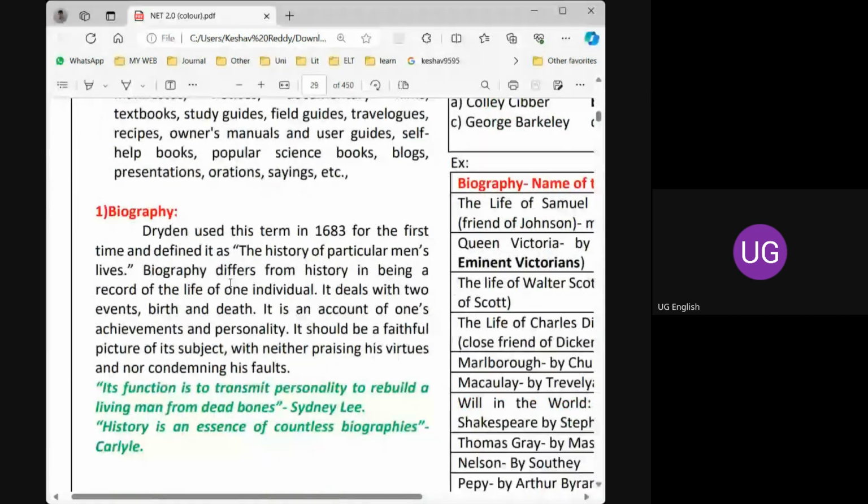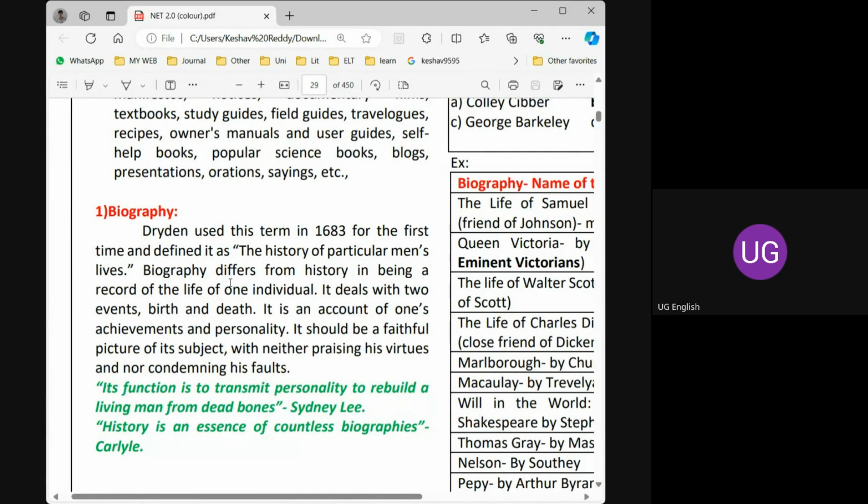The first one, I mentioned here, is the biography. The term was first used by Dryden. Dryden is also known as the father of English criticism, so please make a note of it. He used the term in 1683. He defined it as the history of a particular man's life. Here the term man is for both men and women. So simply the history of a person is called a biography.